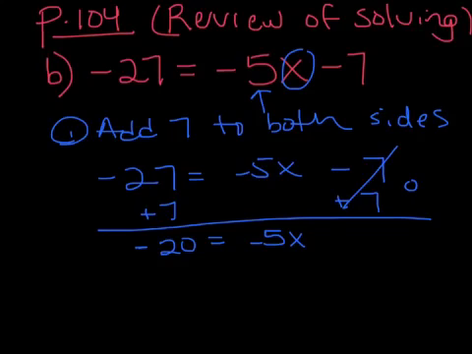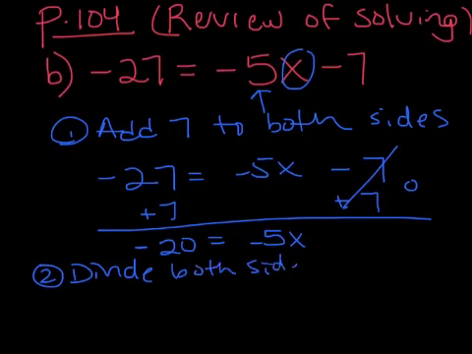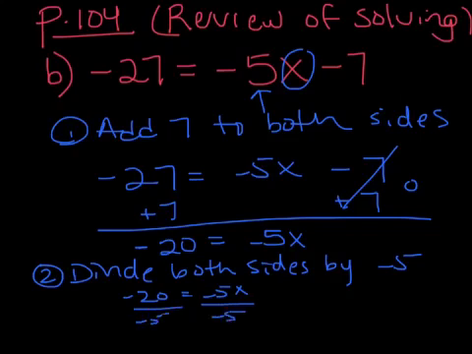Okay, so my next step is, since in the end I want x equals something, it's being multiplied by -5, so my second step is to divide both sides by that -5. Okay, so when I do that, let me just squeeze this in. I'm going to divide by -5, divide by -5. Don't use a division sign, always use a fraction bar.